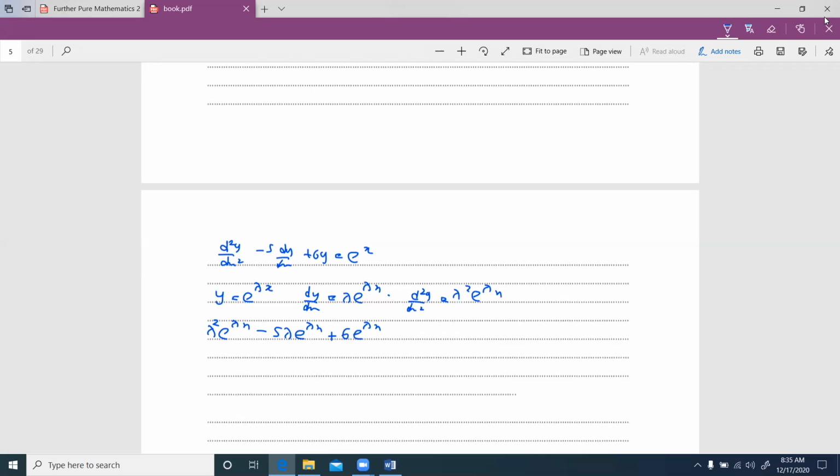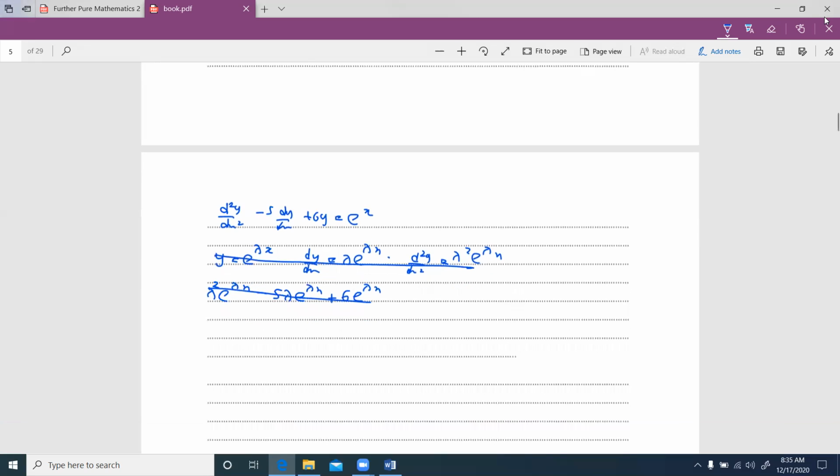Which part? Here, the particular integral, shouldn't it be lambda e to the power x? Ah, no, no, yes, yes. Sorry, I just made a mistake. This should be lambda e to the power x. Then you can say y equals lambda e to the power x. You can just write like this.